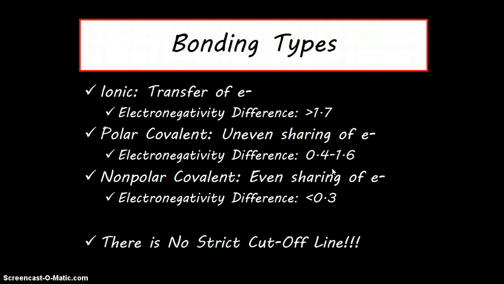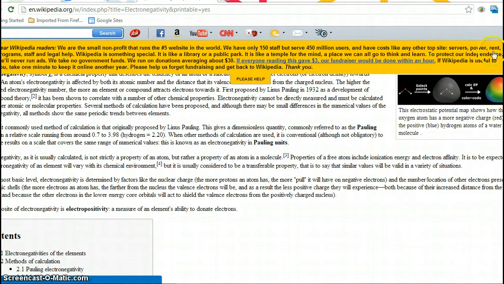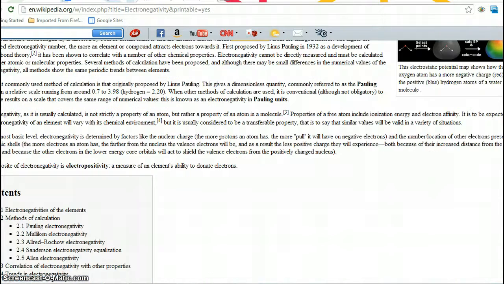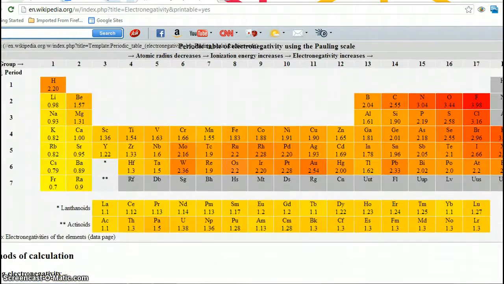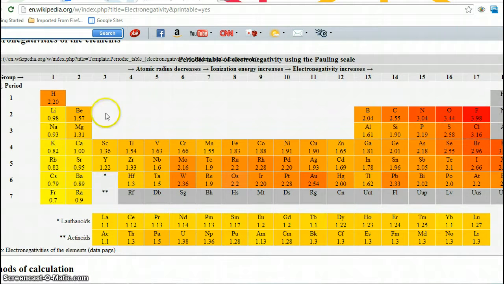All right, what I'm going to do is go to Wikipedia right now and just show you how you can find these values and how you will use them. Okay, here I am back at Wikipedia. If you were to type in electronegativity in Wikipedia, it would take you here. What you notice here is I have a table of electronegativities. And in this table, it pretty much shows all kinds of different values.